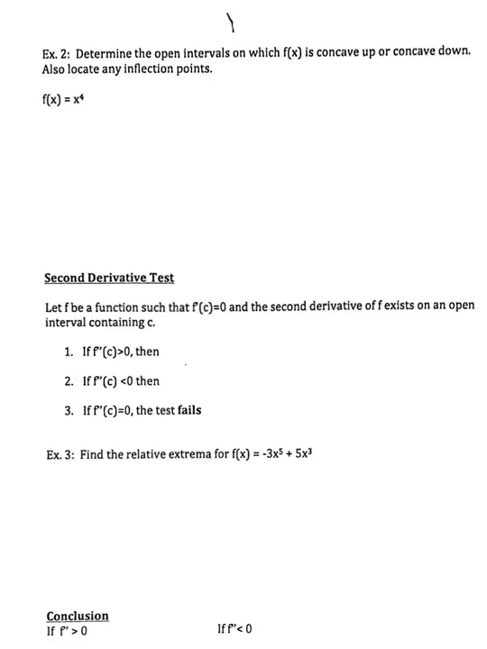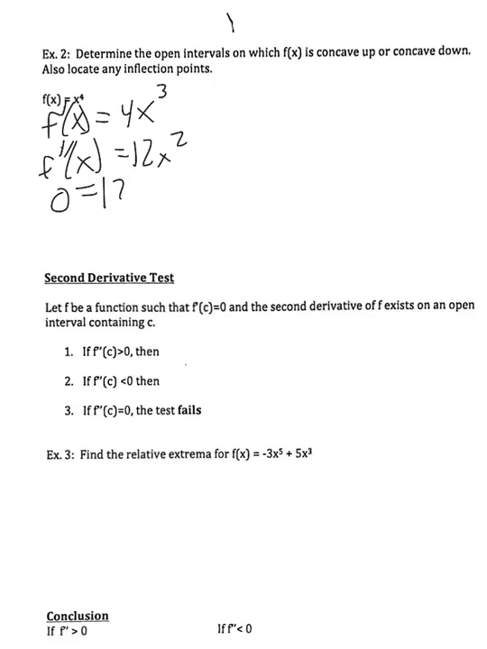So let's do it. F prime is 4x cubed. F double prime is 12x squared. And we're after anywhere where this is 0 or undefined, or where the original function doesn't exist. So set this equal to 0. So x equals 0 is a pip, possible inflection point.